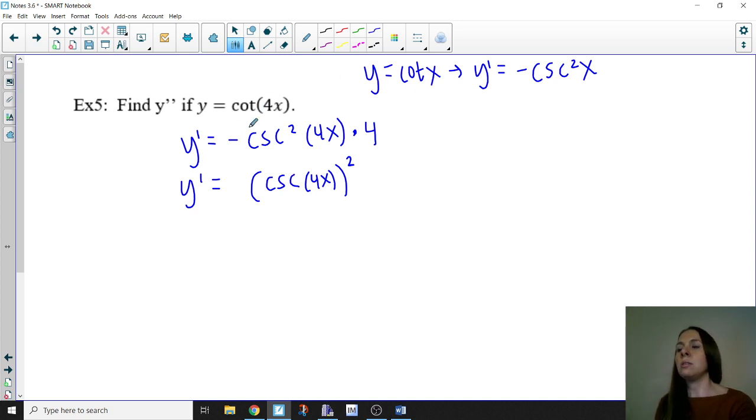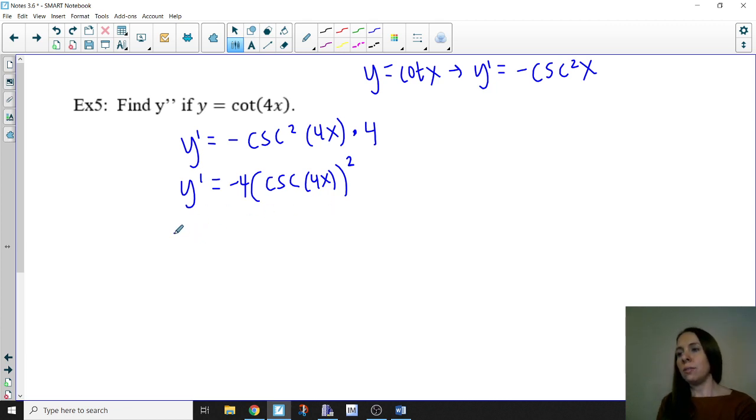Now, let's not lose our factors out here. We have a negative and a 4, so I'm going to put that right here as a negative 4. So I did not do a second derivative yet. I just rewrote the first derivative, and what I did was I pushed that power of 2 on the outside of a set of parentheses around the cosecant of 4x. Does that make sense? I hope so.